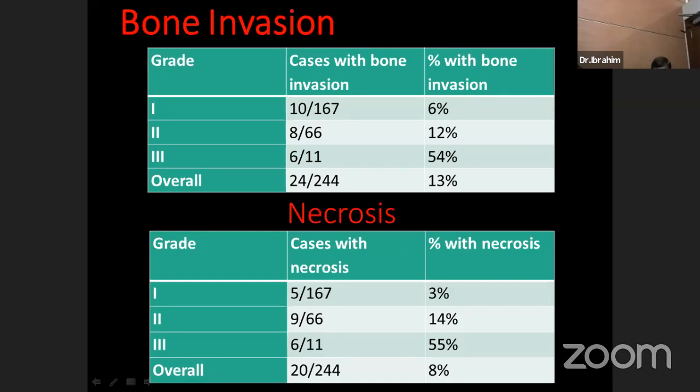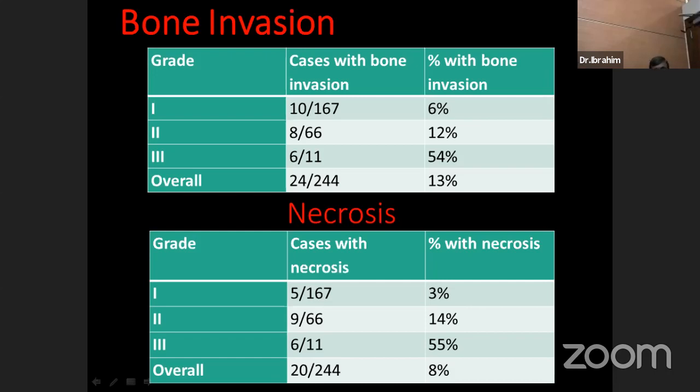Bone invasion is actually very important. I mentioned to one of the famous neuropathologists who came to Jordan at the Dead Sea, and attended this lecture, that bone invasion in his definition is not part of the grading of meningioma. But I mentioned to him that in our study, it's more common in grade 3 compared to grade 2 compared to grade 1. And then he commented on that.